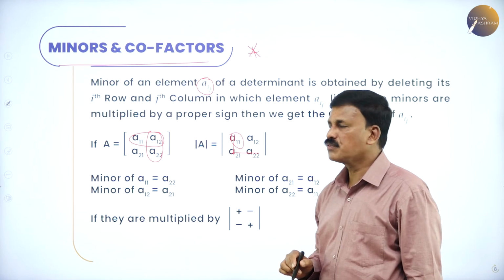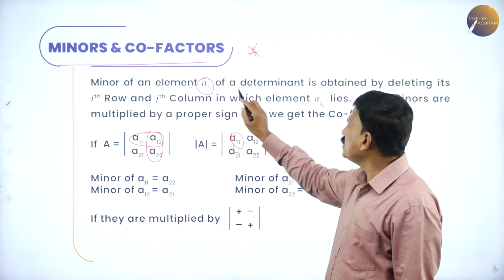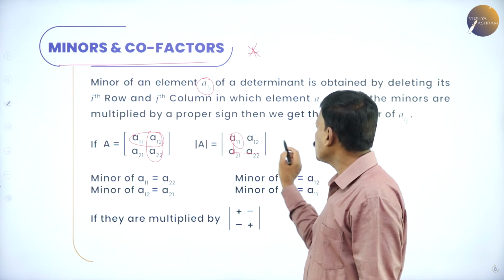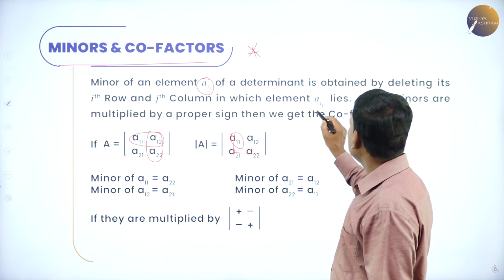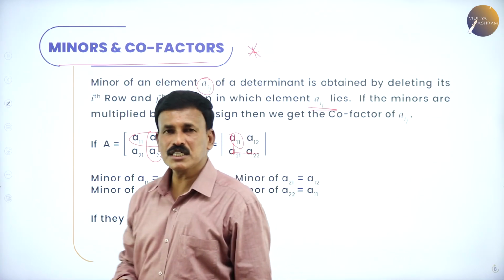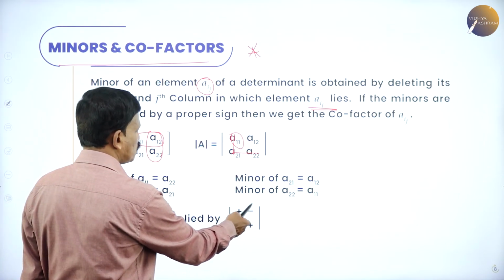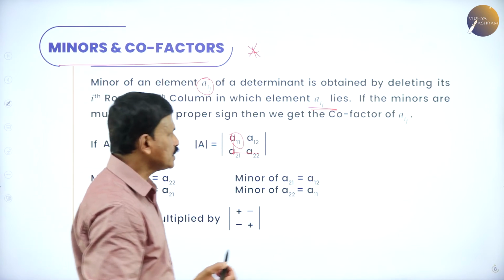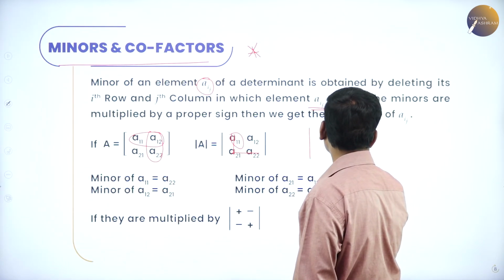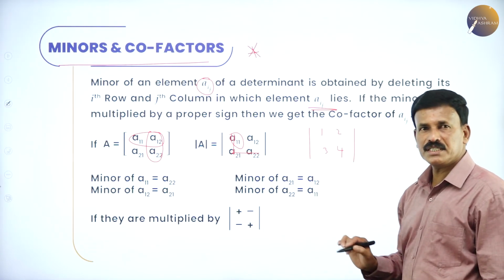So therefore, the minor of an element Aij of a determinant is obtained by deleting its ith row and jth column in which Aij lies. If these minors are multiplied by a proper sign, we are going to get the cofactors, that is plus, minus and minus, plus. For example, let us consider this determinant given: 1, 2, 3, 4. Now, to find the minors, let me write the minors for this.